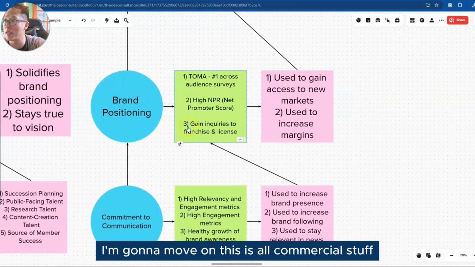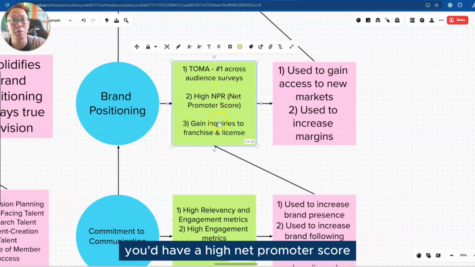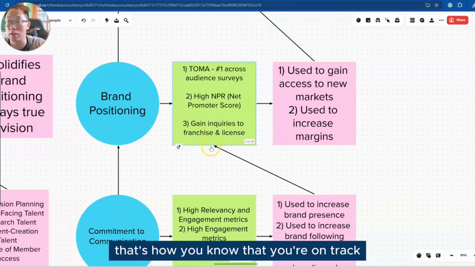This is all commercial stuff. Brand positioning, you'd measure that by top of mind awareness. You'd have a high net promoter score, people giving you 9s and 10s out of 10. You get franchising inquiries. That's how you know that you're on track.